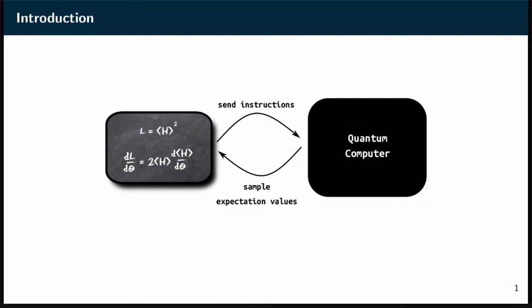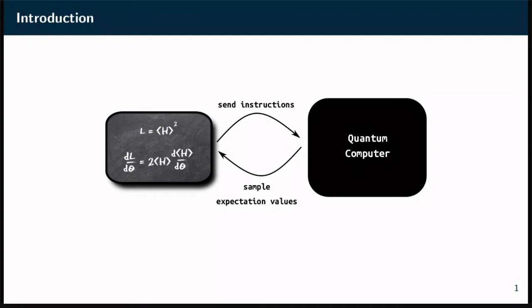If you're thinking about creating such an algorithm, in principle you can think about the quantum computer itself as a black box, something where you send in some instructions and it gives you back some samples of expectation values. This means more or less that if you are able to formulate one of your problems in the language of operators, unitaries, and expectation values, you can run it on a quantum computer.